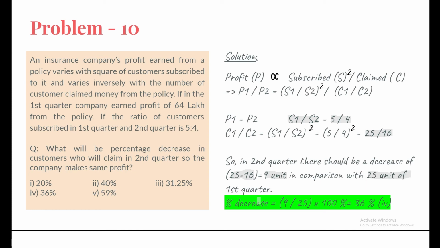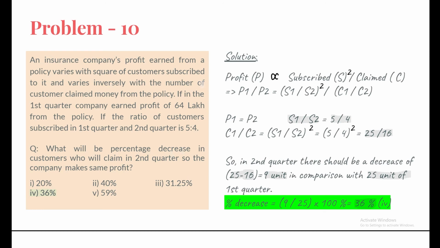So that is the first quarter's claims. So now the decrease should be 9 by 25 into 100, that is 36%. So we need to get the percentage here. So to get the same profit, insurance company should get 36% less claims in quarter 2.